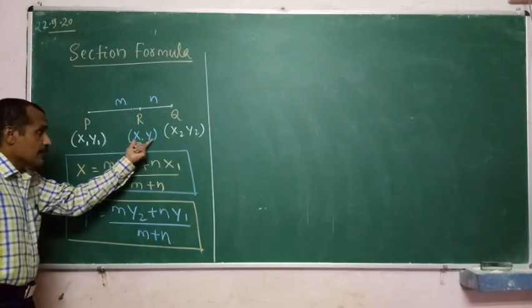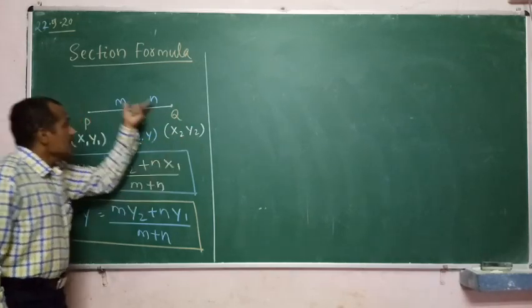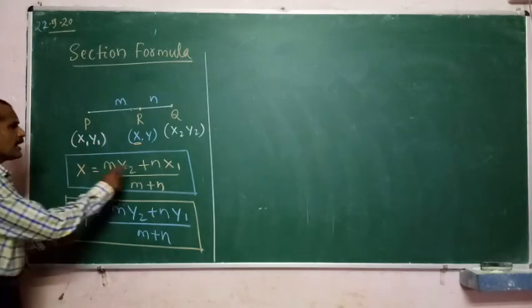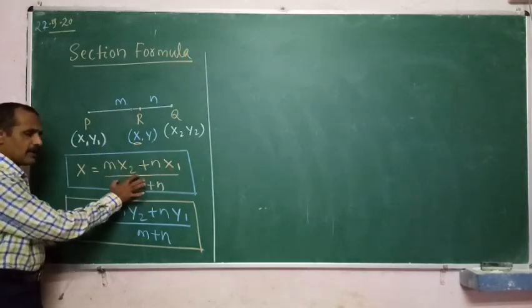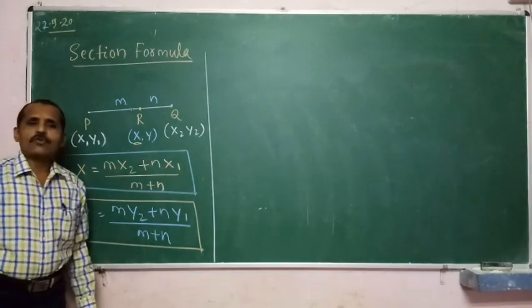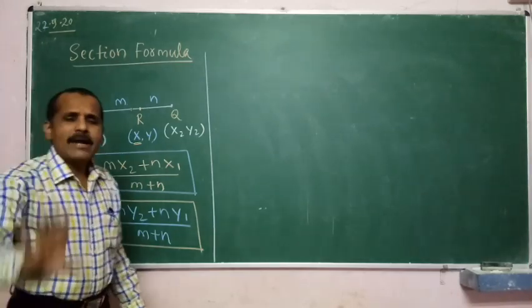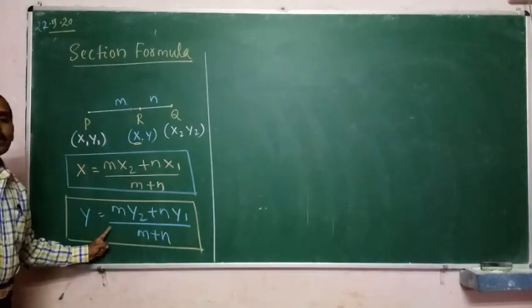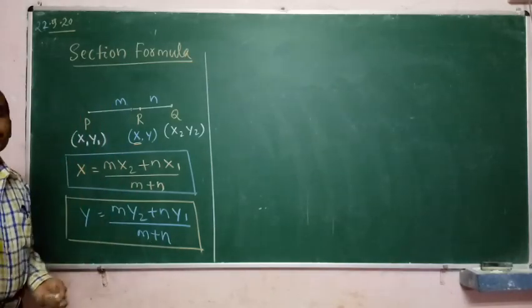See, they can give you this, this, and this, and they may ask you to find the value of x1, y1. You can find the value of x2, y2. You can find the value of m and n. Anything can be found using the same formula. So this formula has to be remembered.